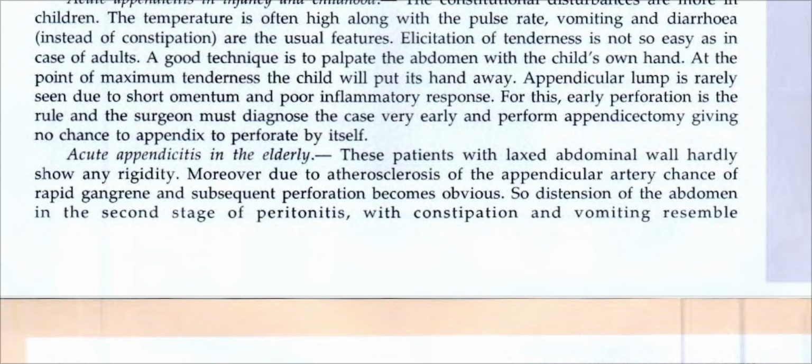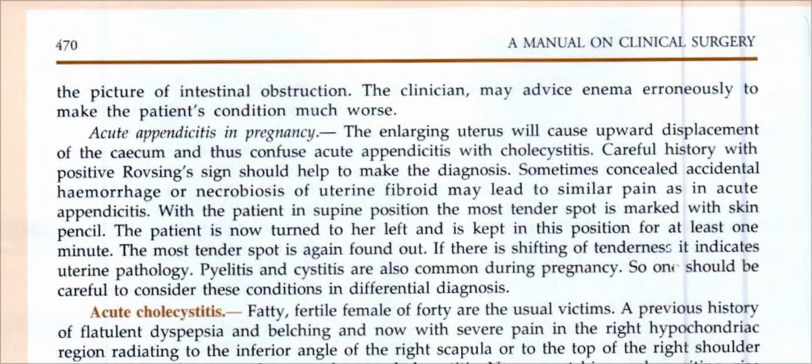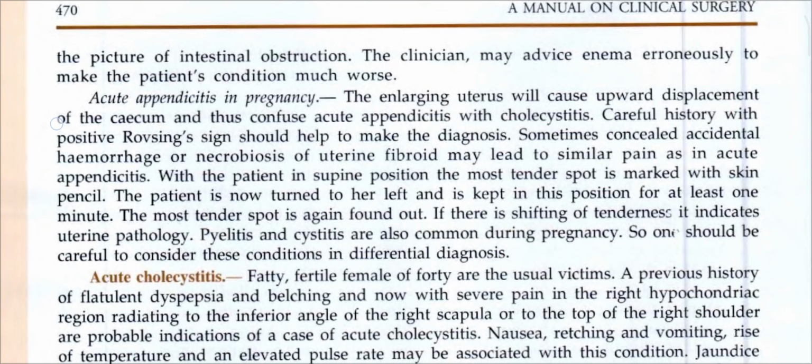Acute appendicitis in the elderly. These patients with lax abdominal wall hardly show any rigidity. Moreover, due to atherosclerosis of the appendicular artery, the chance of rapid gangrene and subsequent perforation becomes obvious. So, distension of the abdomen in the second stage of peritonitis with constipation and vomiting resembles the picture of intestinal obstruction. The clinician may advise enema enormously, making the patient's condition much worse.